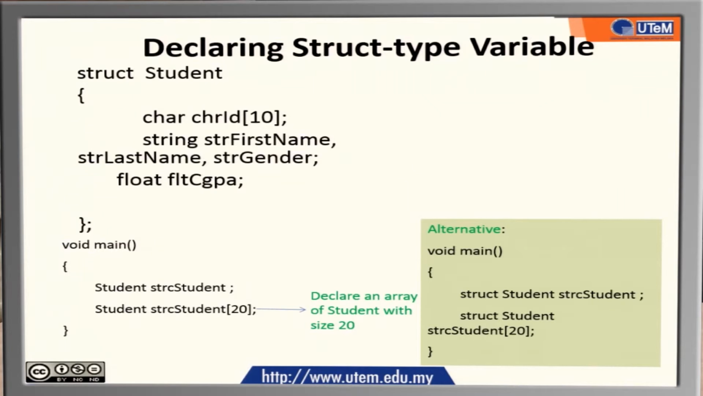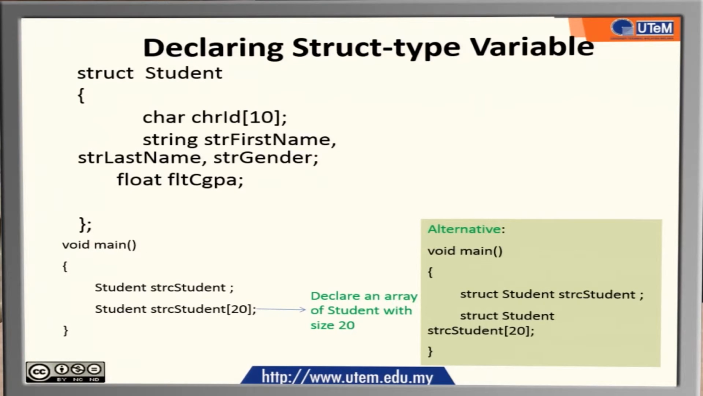And please take note that since the S is capital, C++ is case sensitive, so if you put a lowercase s, then you are going to have a compile error. And to declare an array of struct, just simply put the square bracket followed by the size of the array. This is similar to declaring a normal variable.